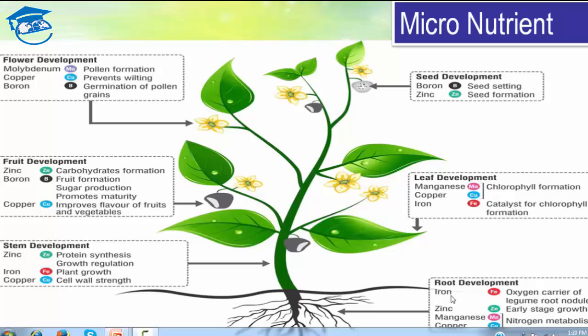Now come to the root development. Iron acts as an oxygen carrier in legume root nodules. What about zinc? Zinc helps in the early stage growth of the root. Manganese and copper help in nitrogen metabolism. In stem development, zinc, iron and copper play an important role.